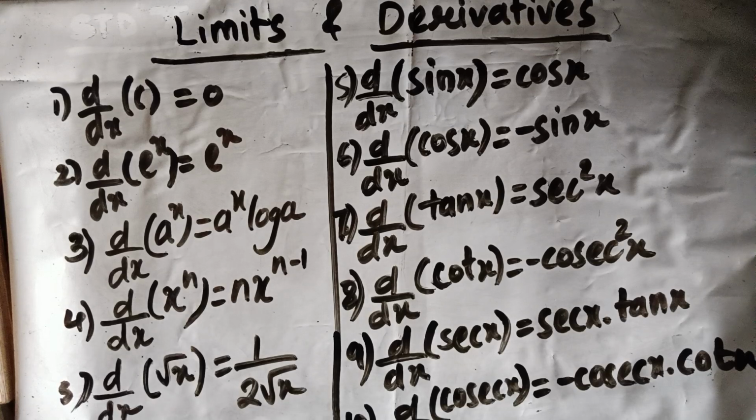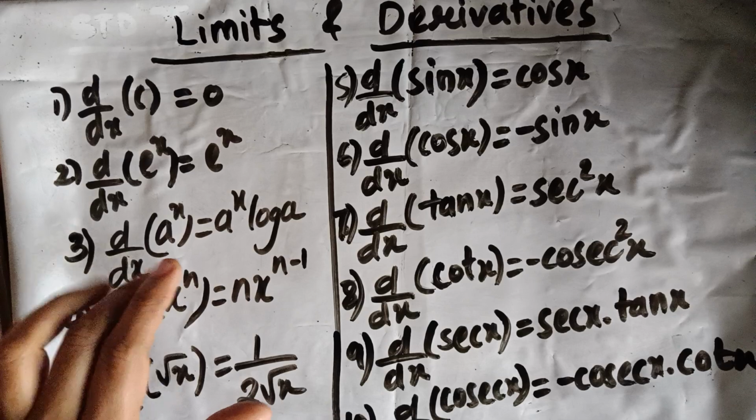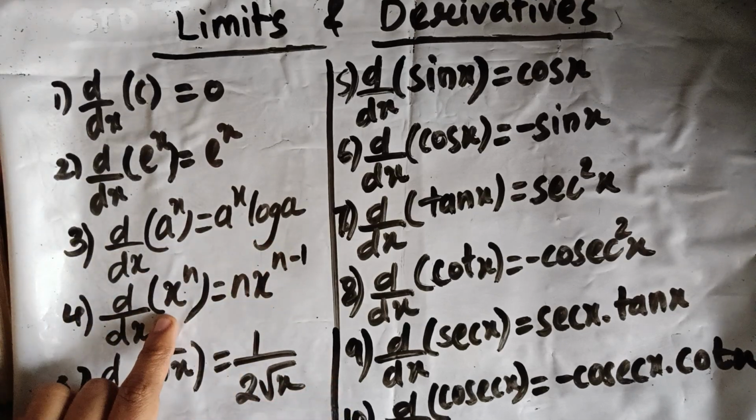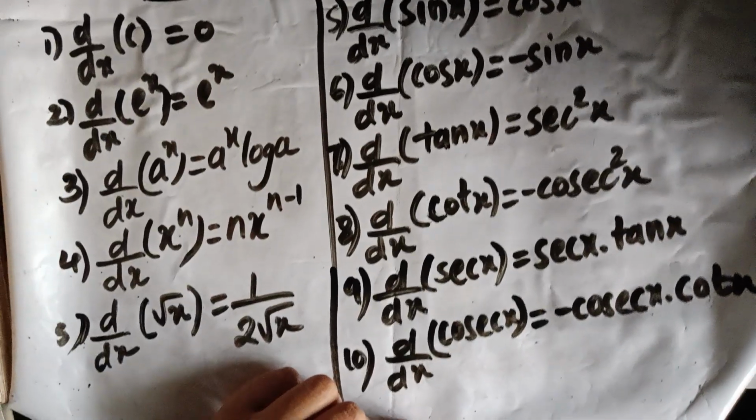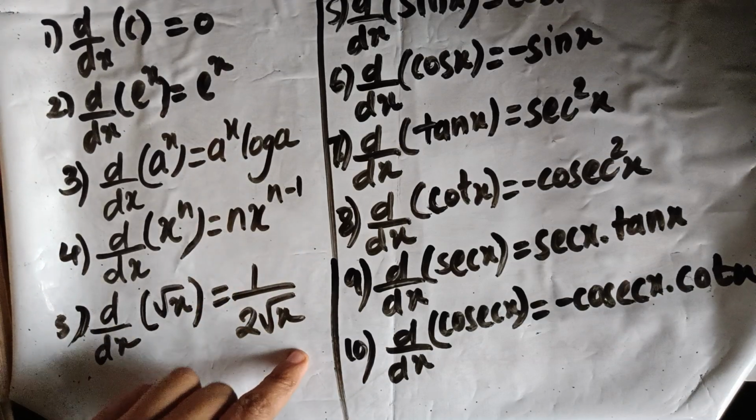Hello students, so we were doing limits and derivatives. These are some standard results for derivatives. That is, derivative of constant term is 0. Derivative of e raised to x is e raised to x. A raised to x is a raised to x log a. X raised to n is n x raised to n minus 1. Root x is 1 upon 2 root x.